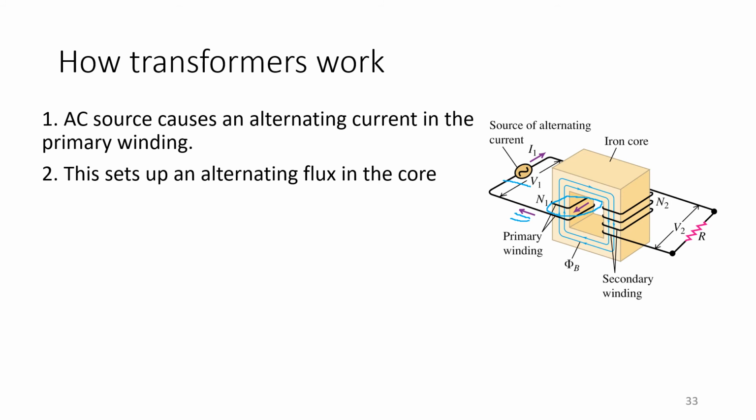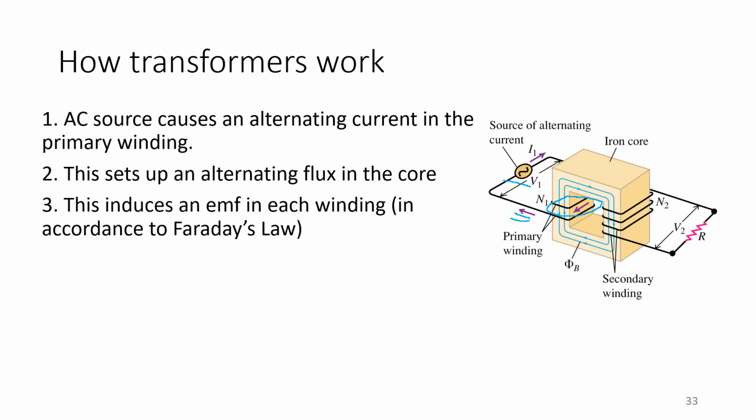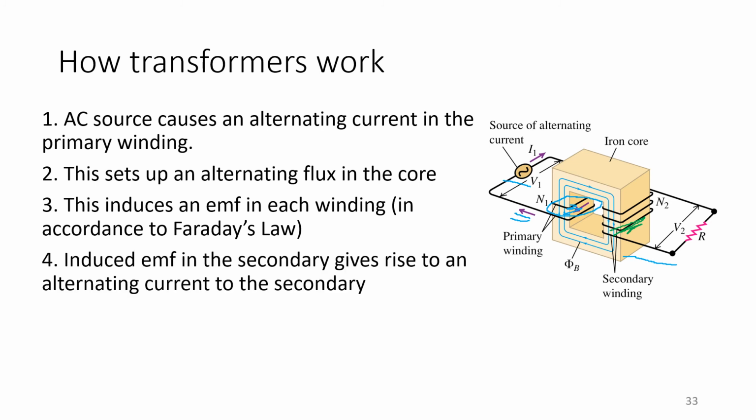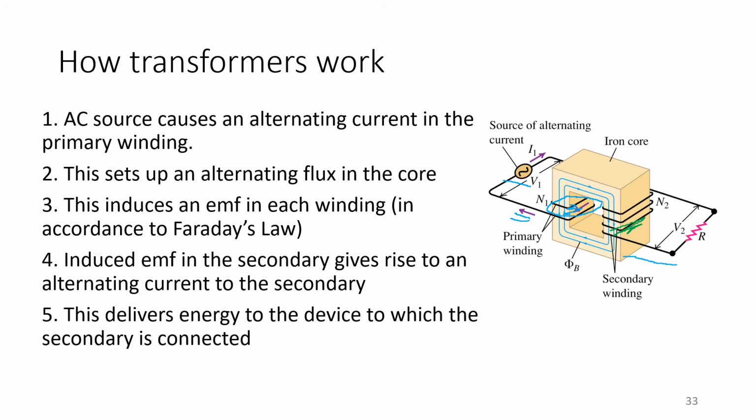Because of this changing magnetic flux, it induces an EMF in both windings, not just in the primary but also in the secondary. Because the moment that the magnetic flux changes in this part, the magnetic flux should also change for the secondary coil. The induced EMF in the secondary winding will then drive an AC in the secondary coil itself, eventually delivering energy to the device that you connected.